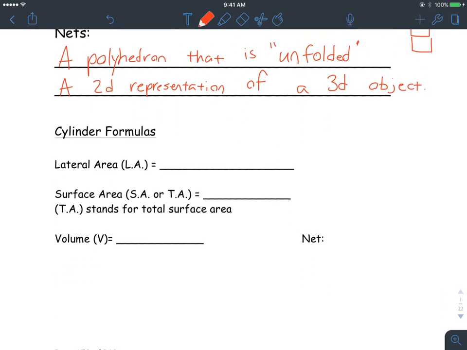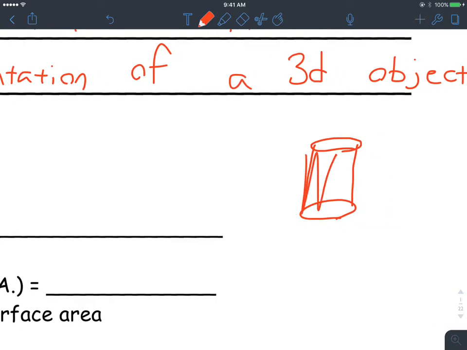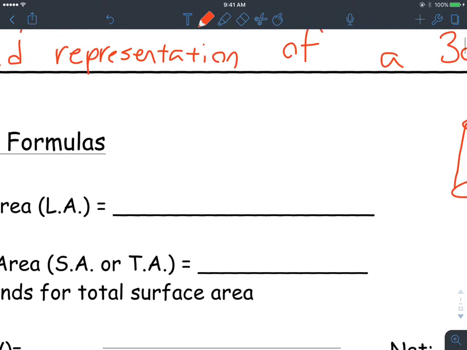So the lateral area of a cylinder. First of all, here's what a cylinder looks like. That's a circular shape. It's kind of hard to do here and make it look pretty on Notability, but there you go. That's kind of what it looks like. So it's a circular object with a circular side going up and down. This side going up and down right here on the outside, that is the lateral area.